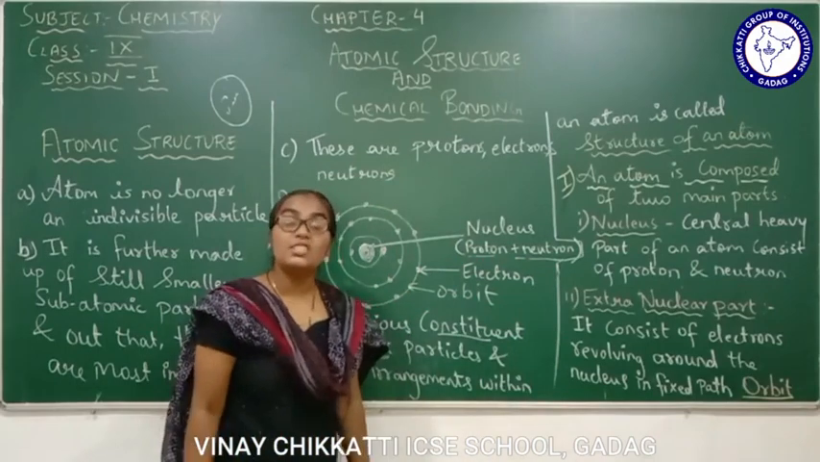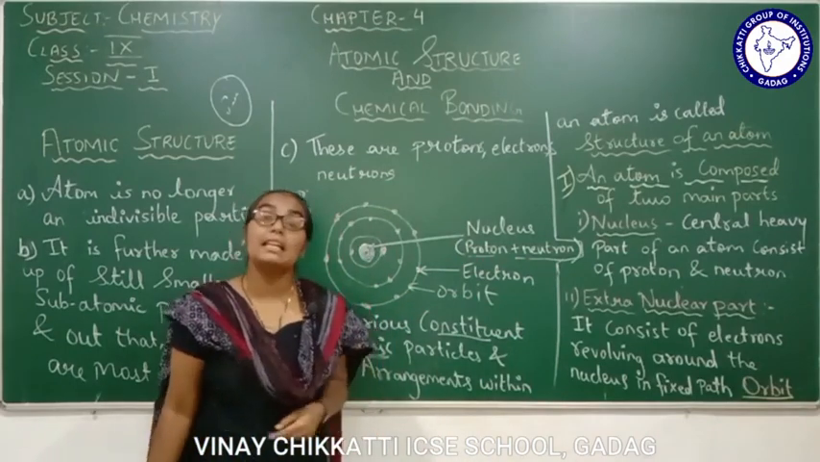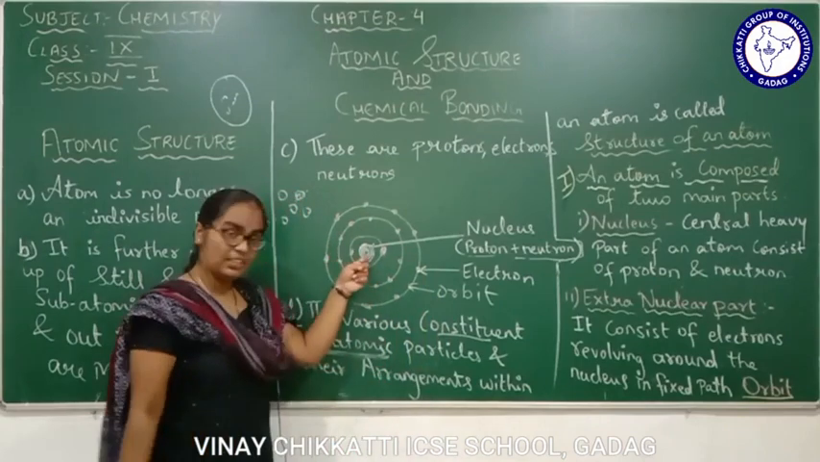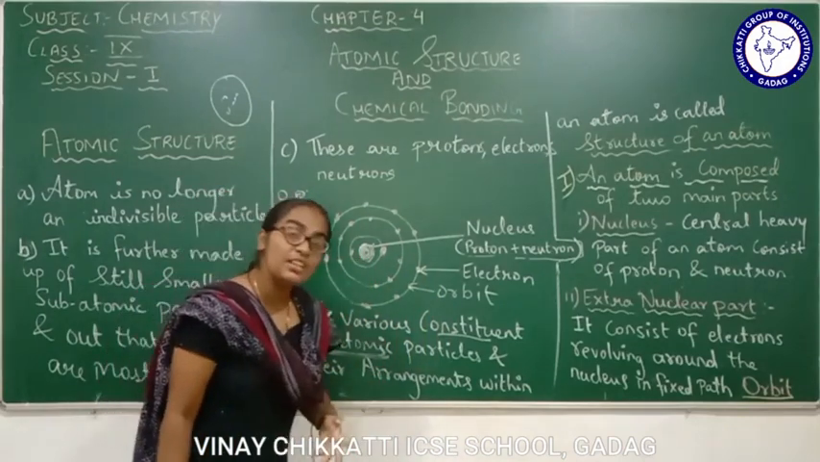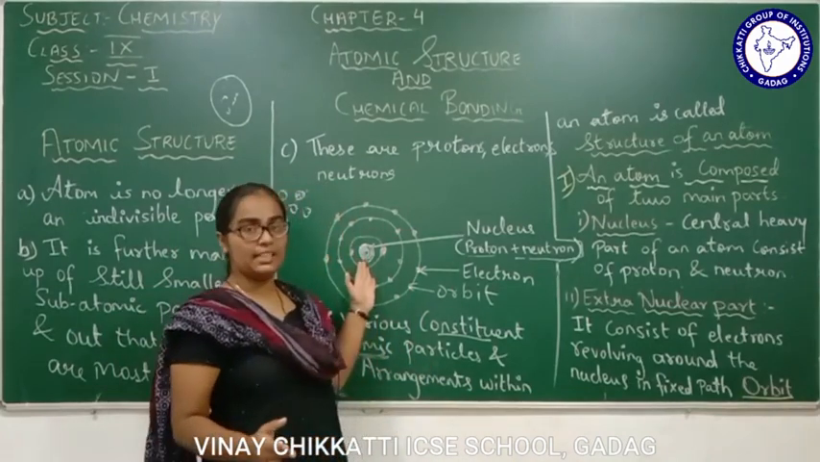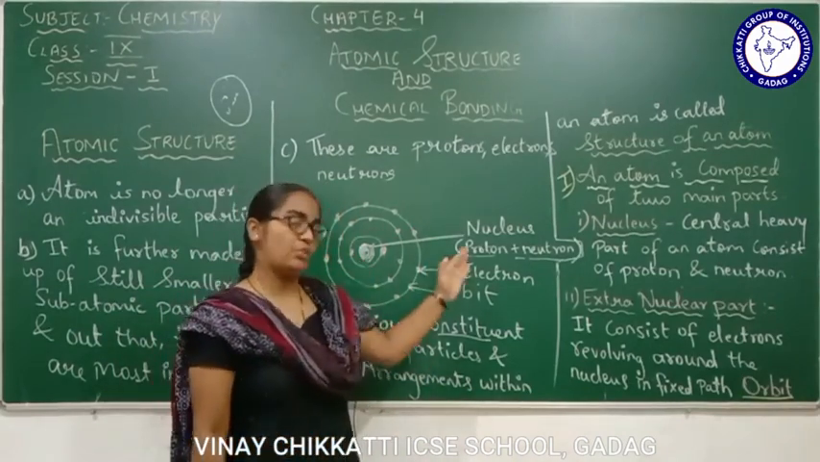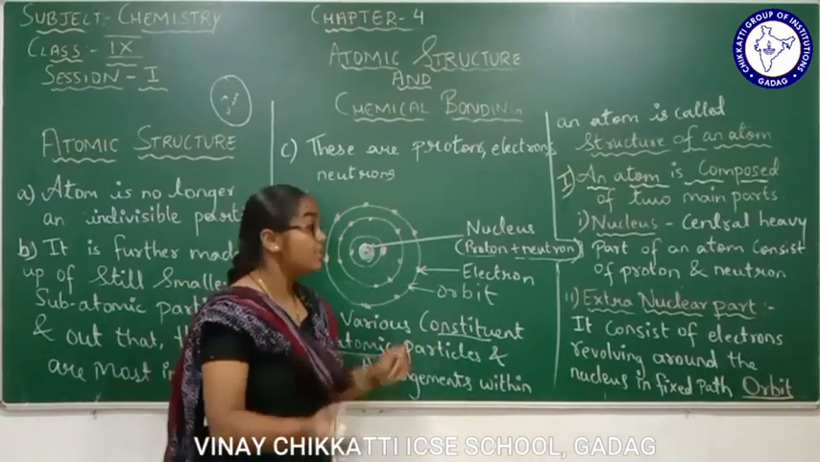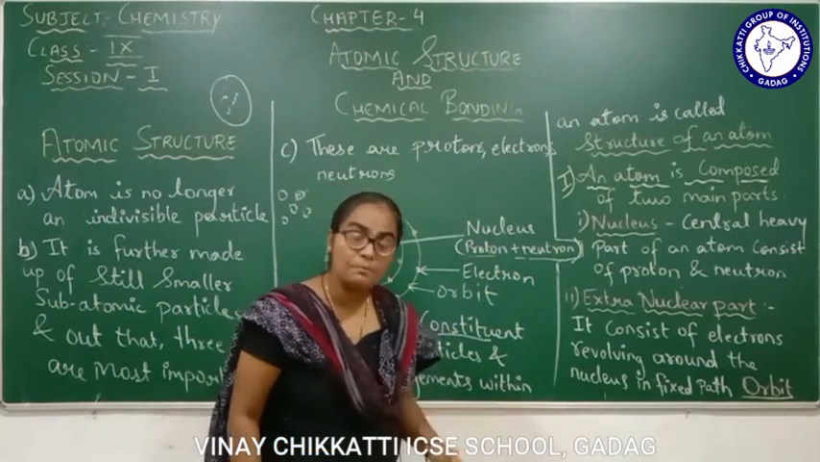So we repeat that once again. An atom is composed of two parts. First part is the nucleus. What is the nucleus? It is a heavy part centrally located consisting of proton and neutron. Whereas the second part is the extranuclear part.